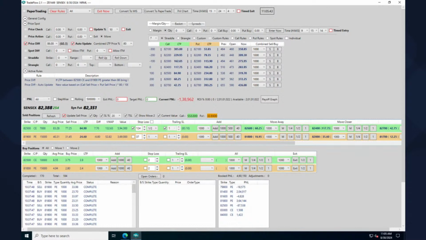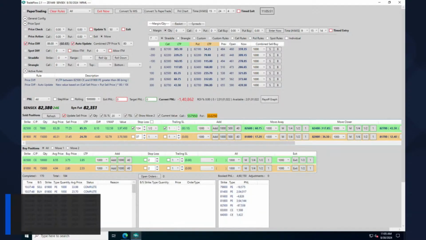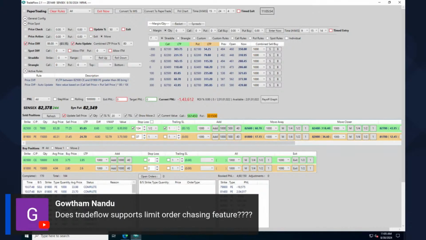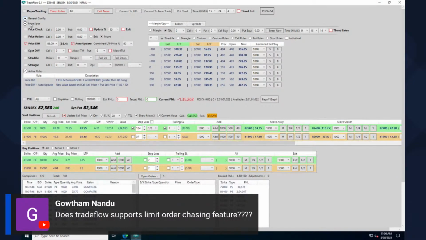Okay, one second. Yeah, it does support limit orders. I think there is some general setting you can set up. I did not explore, but it does support all types of orders.